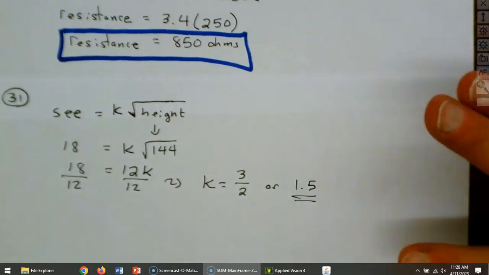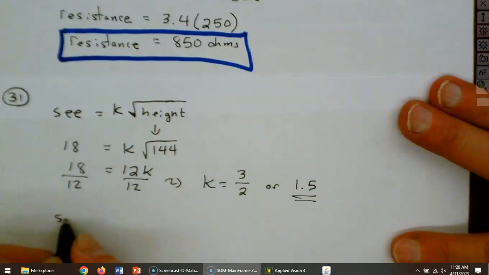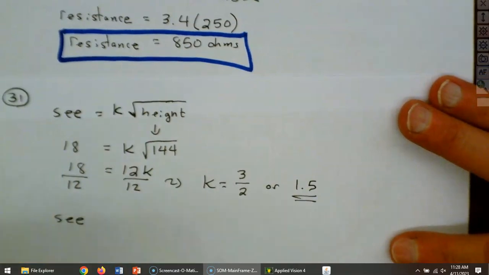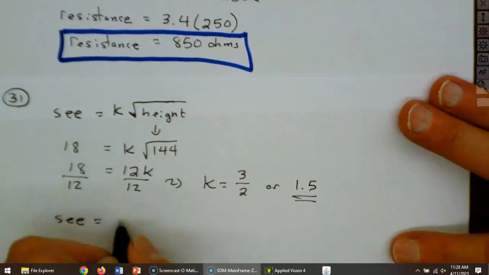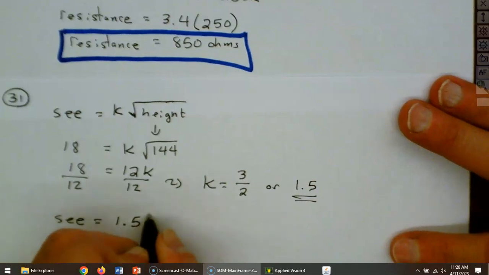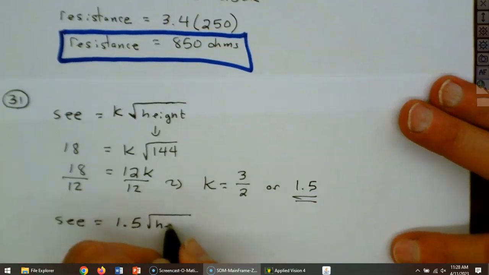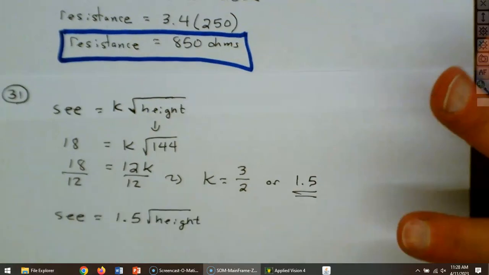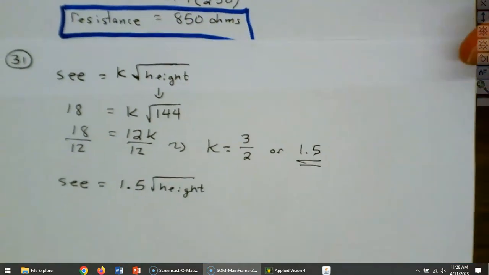Now, what's our formula look like? Our formula looks like how far we can see is going to equal 1.5 times the square root of the height. That's our formula. Now, what do we want? Let's make sure we know what we want. It says we want to find how far a person can see when they are 64 meters above the surface.